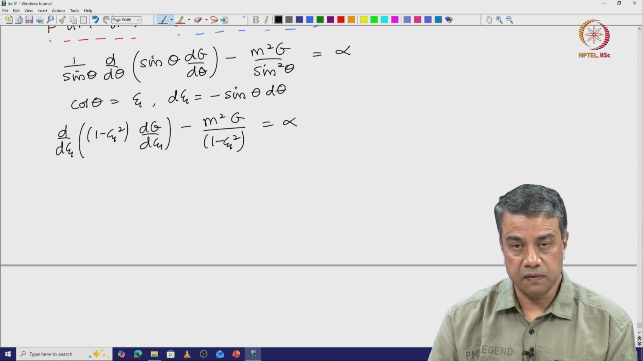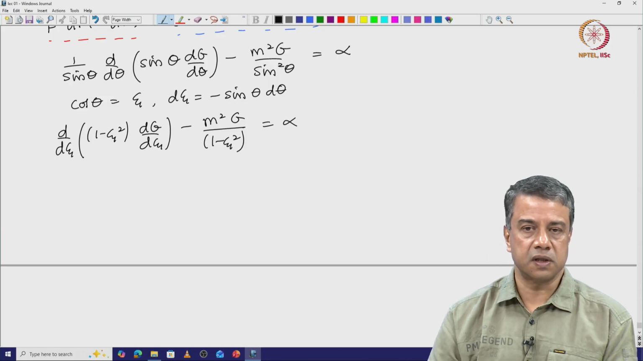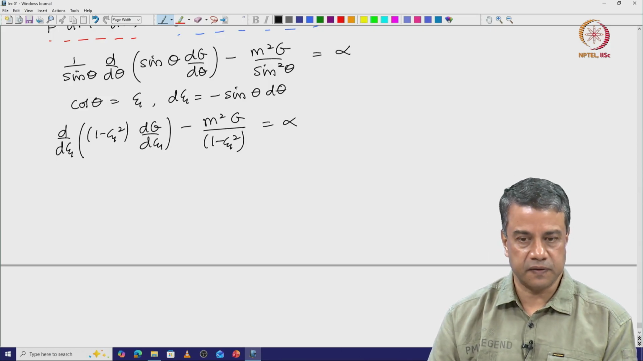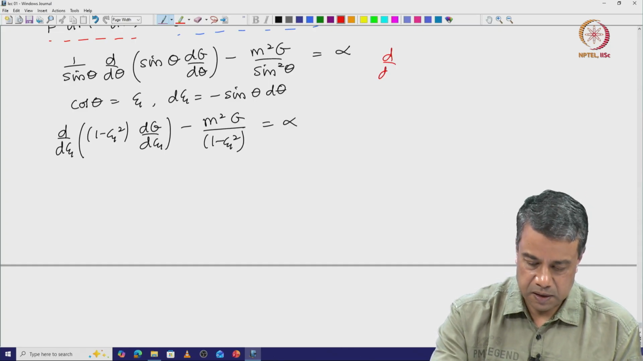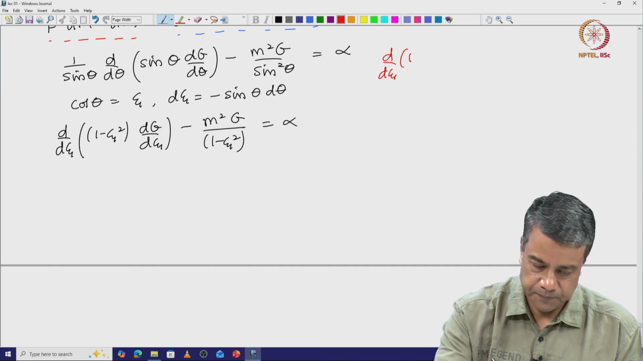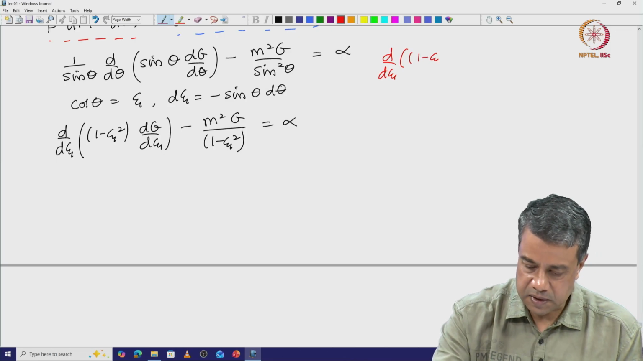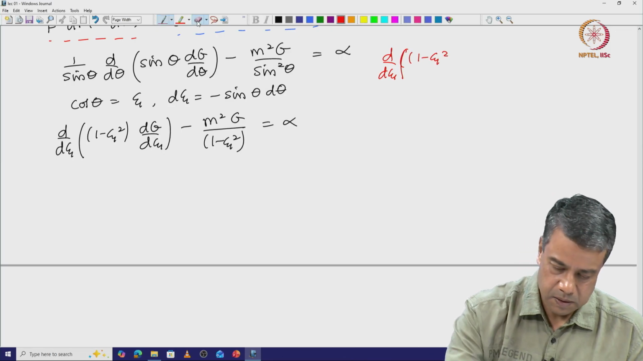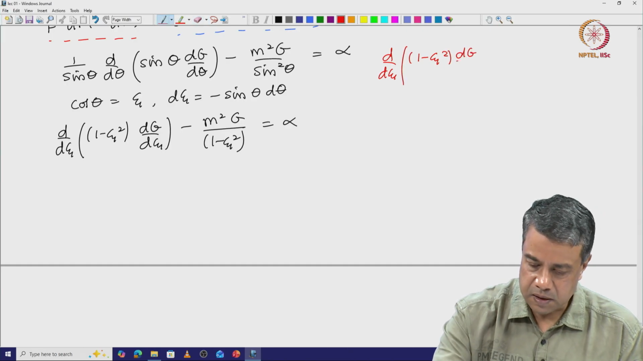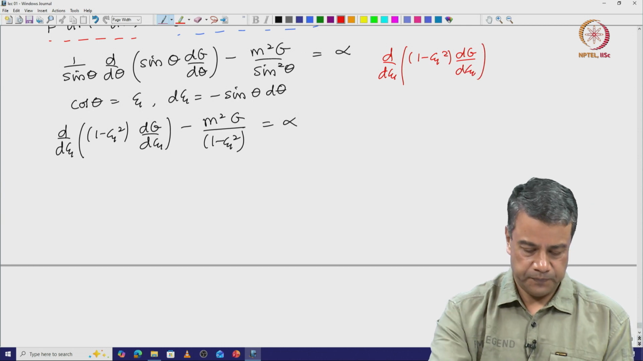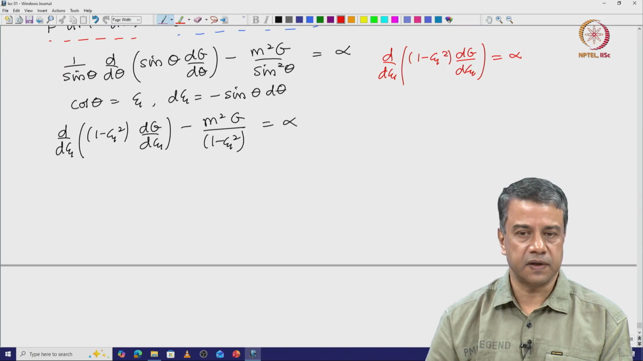Note that when we had solved for the axisymmetric case, for the spherical inclusion in a matrix subjected to a linear temperature field, we had got almost the same equation. We had got d/dψ of (1 minus ψ²) dg/dψ. This is equal to alpha. In that case, m was equal to 0. There was no dependence on the phi direction.